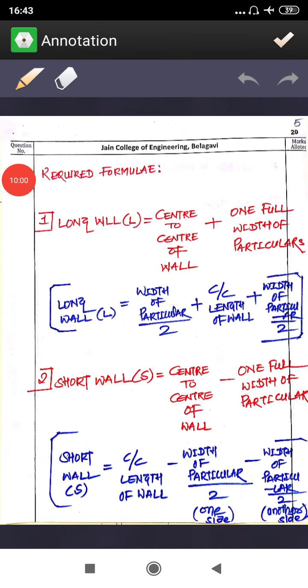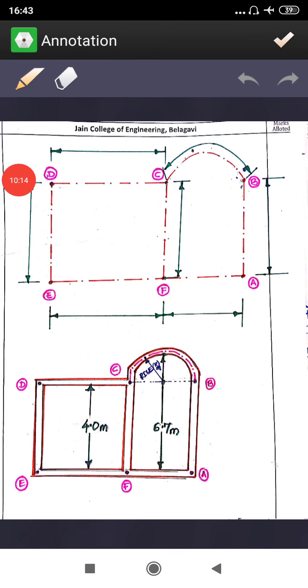Now we have got the center to center distance of all the walls. The only thing left is deciding the long walls and short walls. As I said, 3 walls, right? AB, CF and DE will be my 3 long walls.